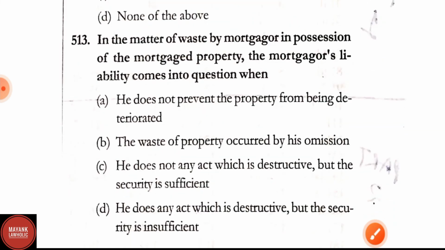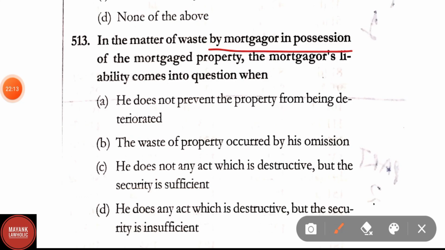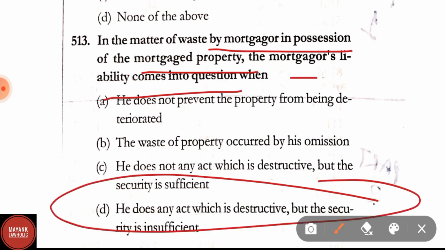Question number 513. In the matter of waste by the mortgagor in possession of the mortgaged property, the mortgagor's liability comes into question when option A, he does not prevent the property from being deteriorated. Option B, the waste of property occurred by his omission. Option C, he does not do any act which is destructive but the security is sufficient. Option D, he does any act which is destructive but the security is insufficient. Correct answer is option D, he does any act which is destructive but the security is insufficient.